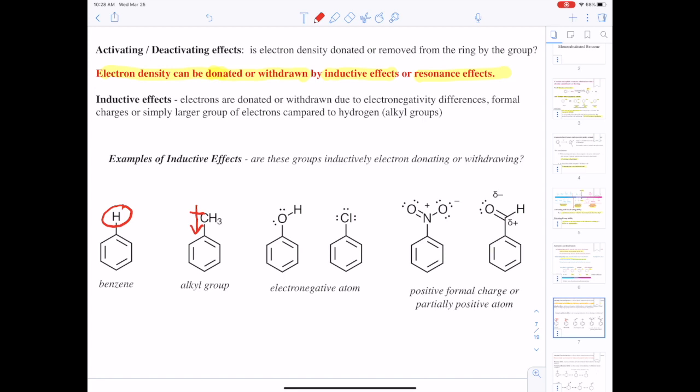more reactive. Now, if you have an electronegative atom, that's going to have the opposite effect. It's going to pull electron density away from the ring. So this is donating, this is withdrawing.